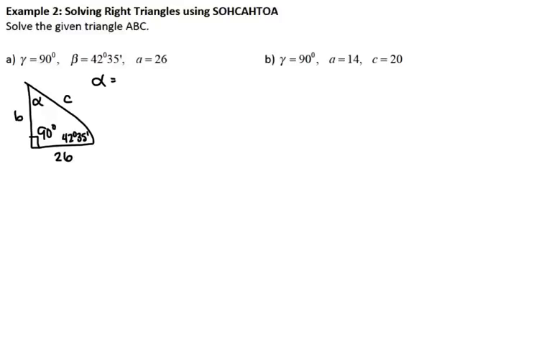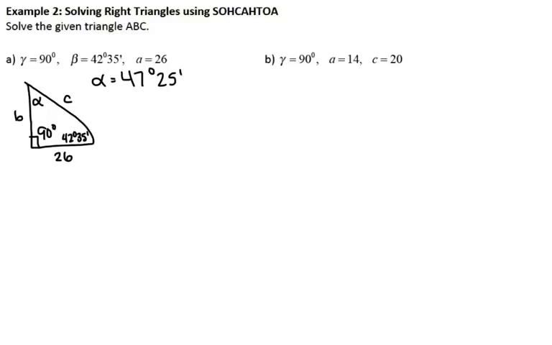So that gives me, let's change to degrees and minutes, 47 degrees, 25 minutes. Now since my original angle measurement was in degrees and minutes, your other angle measurements also need to be in degrees and minutes, so just try to stay consistent with that.